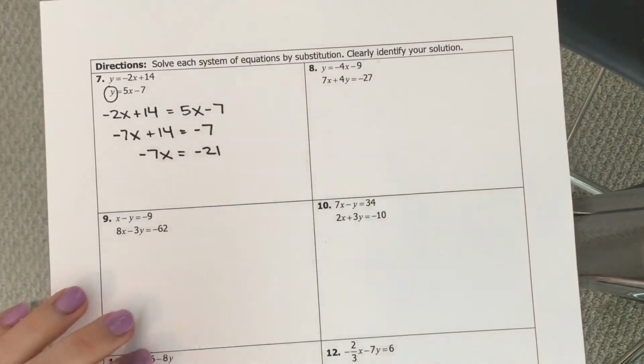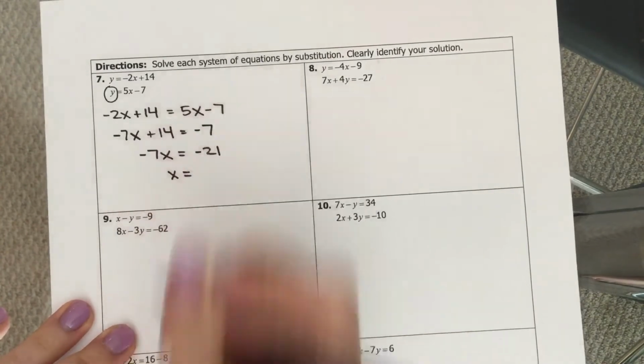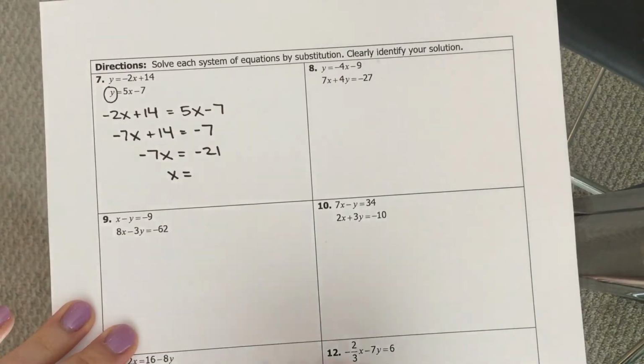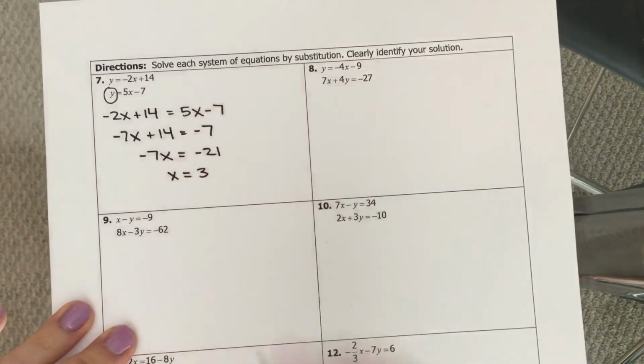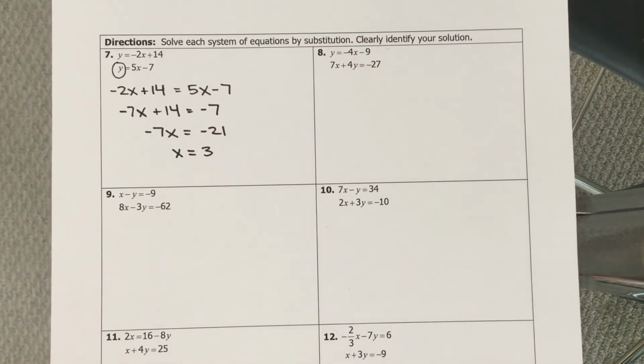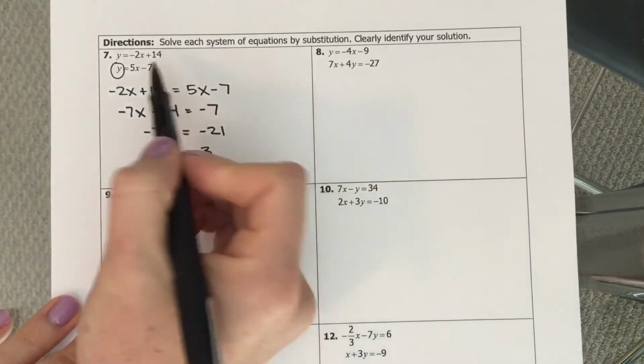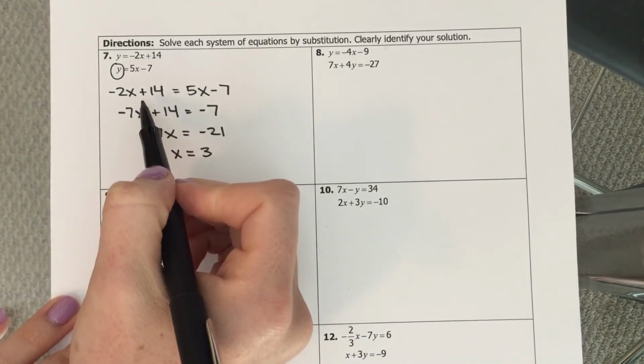Last piece here is to divide both sides of the equation by negative 7. So when I divide this by negative 7, the x is by itself. Negative 21 divided by negative 7 comes out as a 3. So that's half your answer. It should always be an ordered pair. So step 4 is to substitute your answer from step 3 into either original equation to find the other variable.